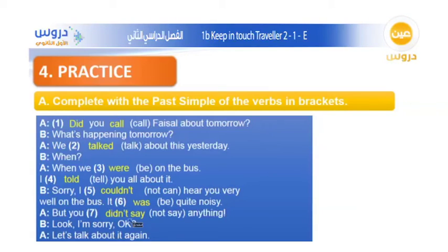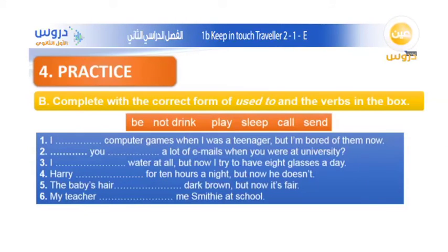But you didn't say. If you'd like to make a negative sentence, you have to add did plus not and the base form of the verb. Didn't see anything. Look, I'm sorry. Okay, let's talk about it again. So this is the first part for the past tense. What about here?